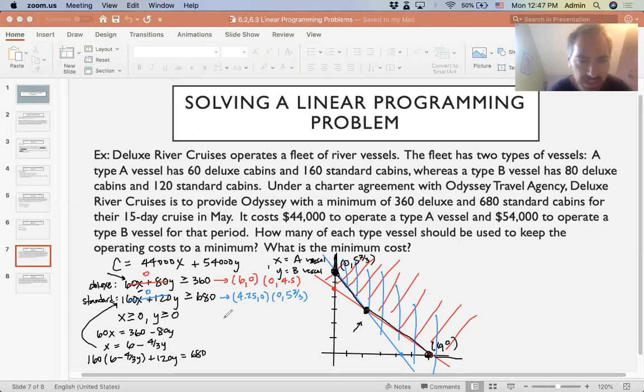All right, now simplifying here. 160 times 6 is 960 minus, let's see, 160 times 4/3 is 640 thirds. I'm going to leave it as that 640 thirds for now. y plus 120y equals 680. Okay, now we can subtract the 960 from both sides and then combine the like terms of the y.